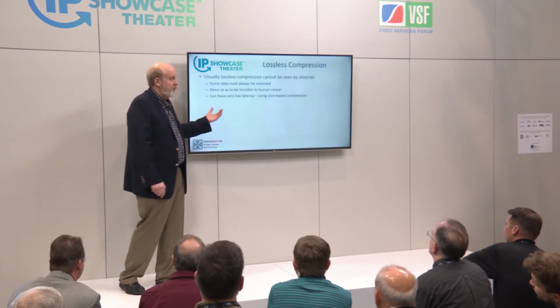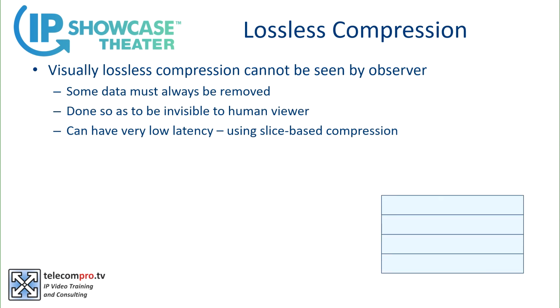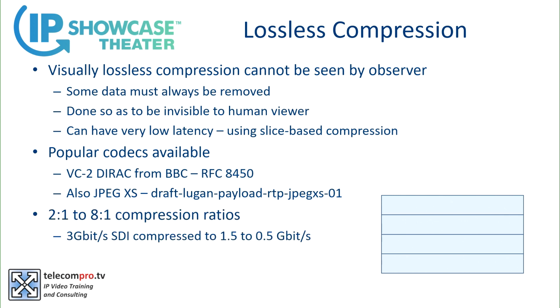For compression, which we're going to be using for 2110-22, we can use visually lossless compression, maybe slice-based instead of compressing a whole frame of video. We do a bunch of lines at a time. There are some popular codecs that are probably going to be the first ones to find for 2110-22. We have VC2 Dirac that's covered in RFC 8450. And JPEG XS is very much underway. It used to be known as TICO, or very similar to TICO. And that's in the internet draft stage as well.